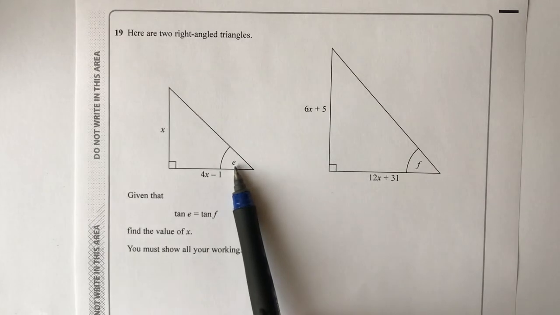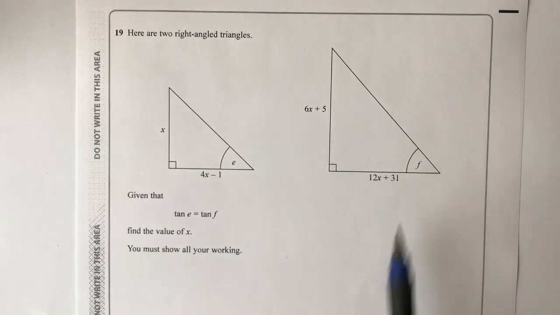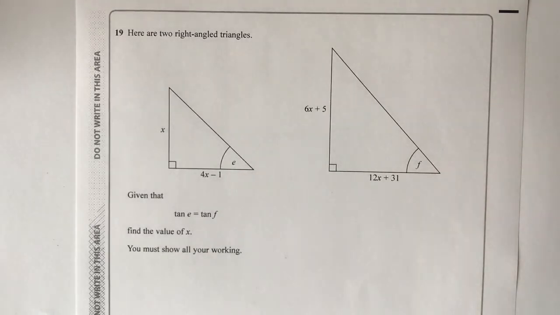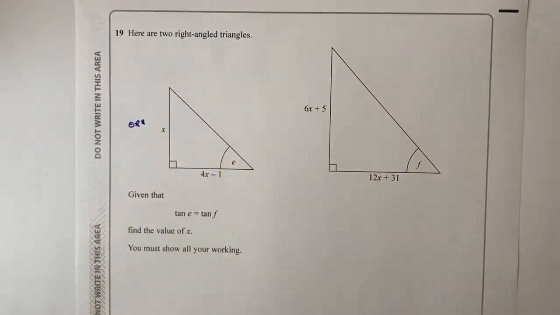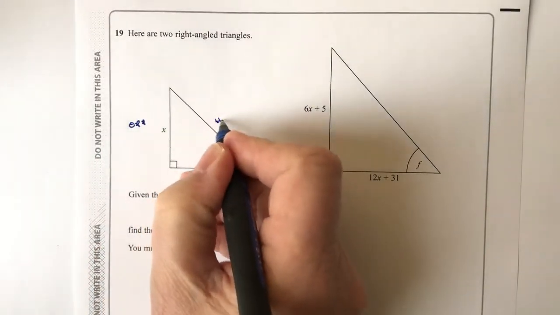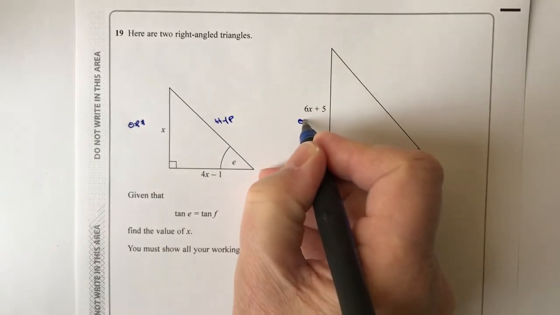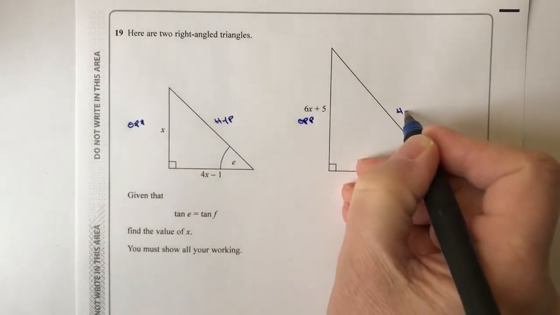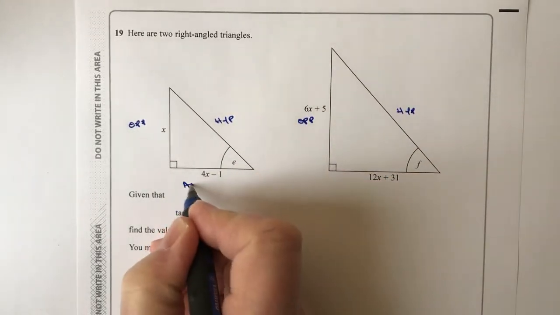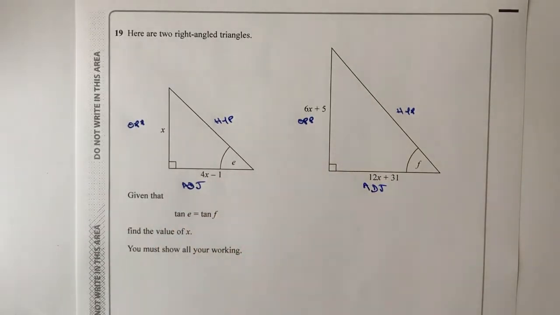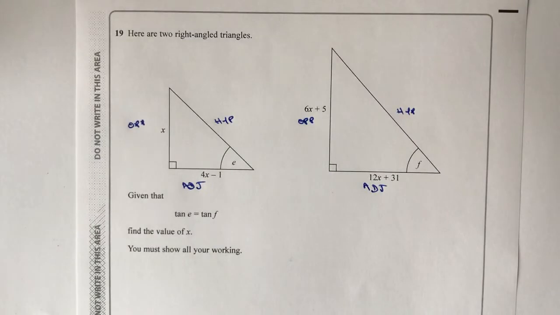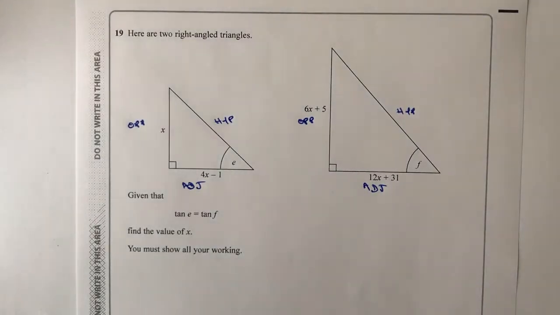So the tangent value of E equals the tangent value of F. Okay, well, what is the tangent value? If you remember SOHCAHTOA, we can label the diagram: opposite, hypotenuse, again opposite, hypotenuse, and the ones that are left are the adjacents. Now, the tangent ratio is the opposite divided by the adjacent. So we can use that.